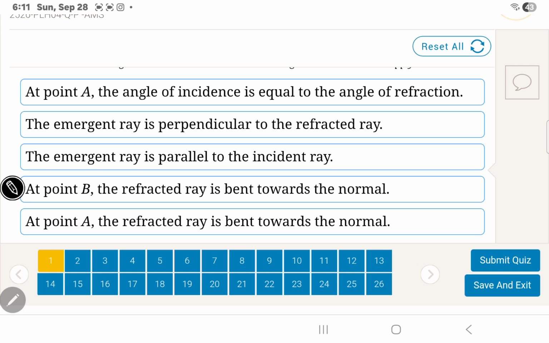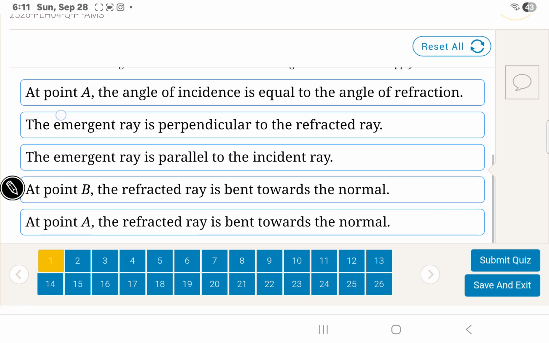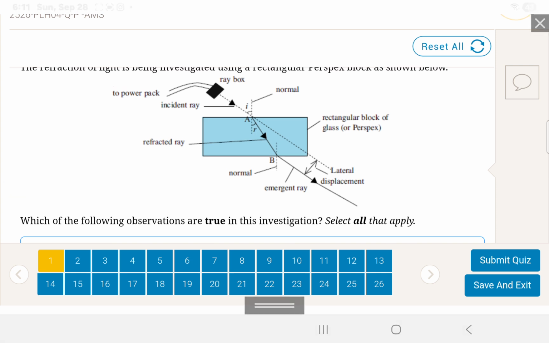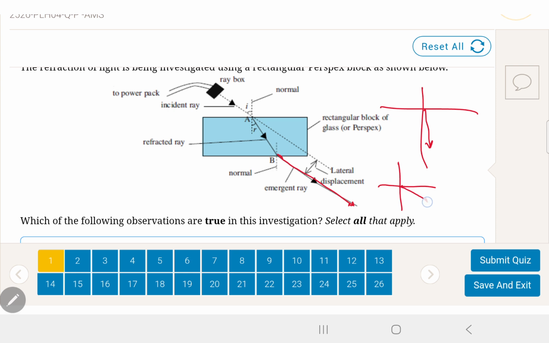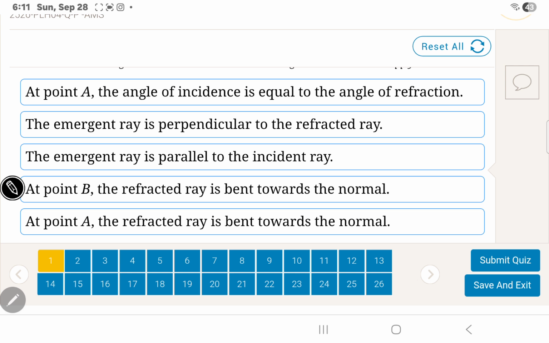At point B, the refracted ray is bent towards the normal. At point B, it bends away from the normal. So this is away from the normal, not towards the normal. Towards the normal would be like this. Away from the normal would be like this. So you have to choose away from the normal.